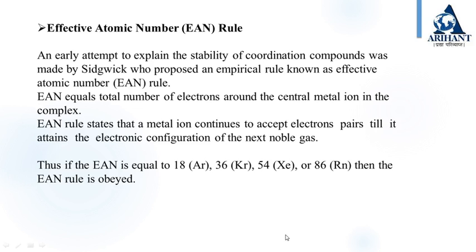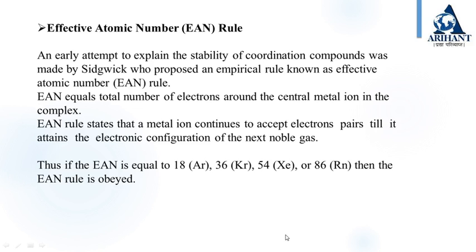Now we will see the effective atomic number, or EAN, rule. An early attempt to explain the stability of coordination compounds was made by Sidgwick, who proposed an empirical rule known as the effective atomic number rule. EAN equals the total number of electrons around a central metal ion in the complex.